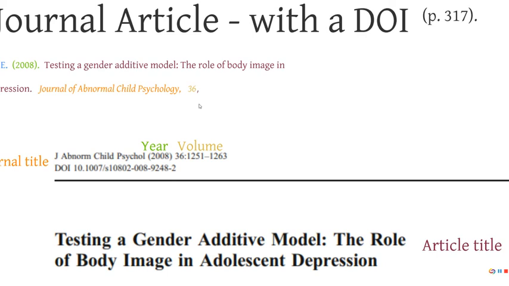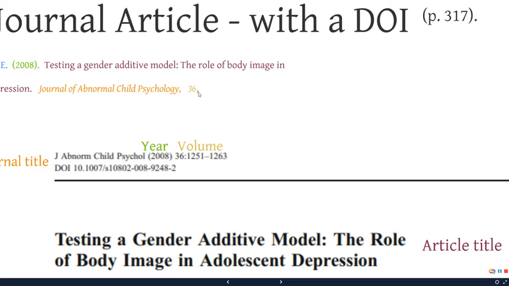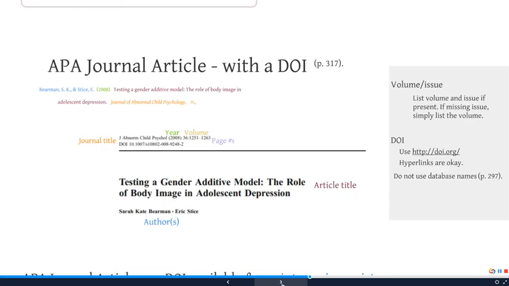for how to do that if you have a volume and an issue number. After the comma, effectively we put the full page range, so 1251 through 1263. We include that, and then we add a period. And then since we have a journal article with a DOI, we are going to include the DOI.